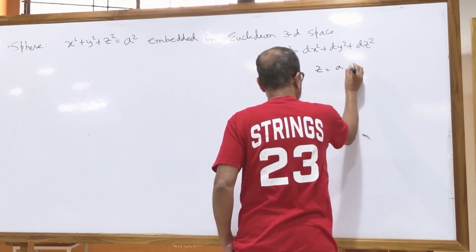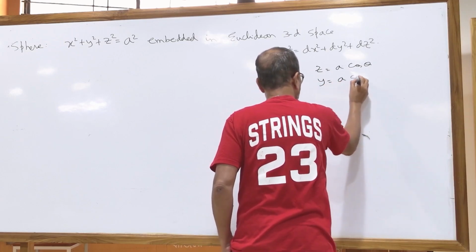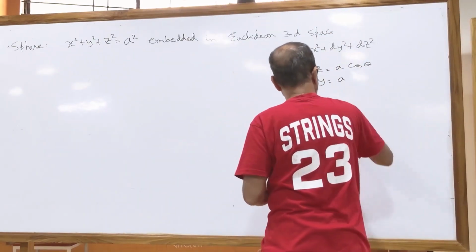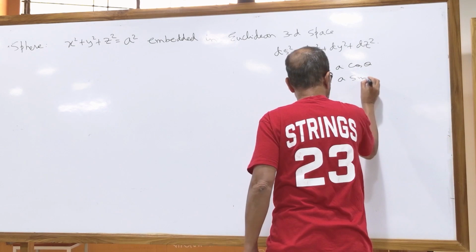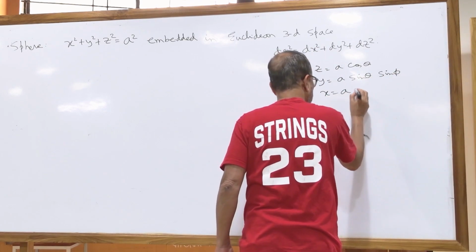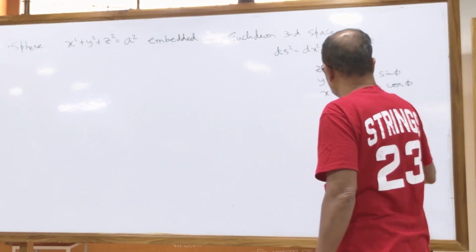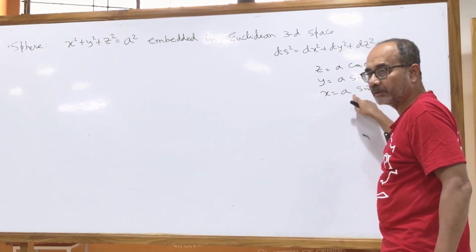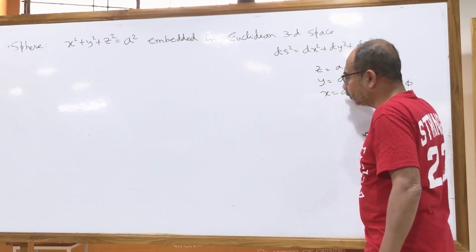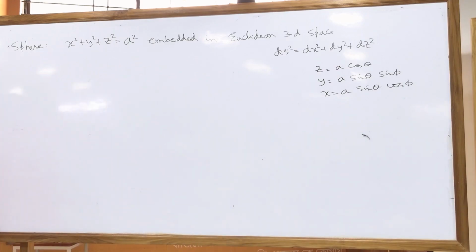If you want to see it explicitly, you just have to change coordinates, right? z equal to a cos theta, y equal to a sin theta sin phi, x equal to a sin theta cos phi. So this obviously satisfies x square plus y square plus z square equal to a square. And then when you substitute in this metric, this a of course is a constant, you will find that the metric is given by a square times d theta square plus sin square theta d phi square.